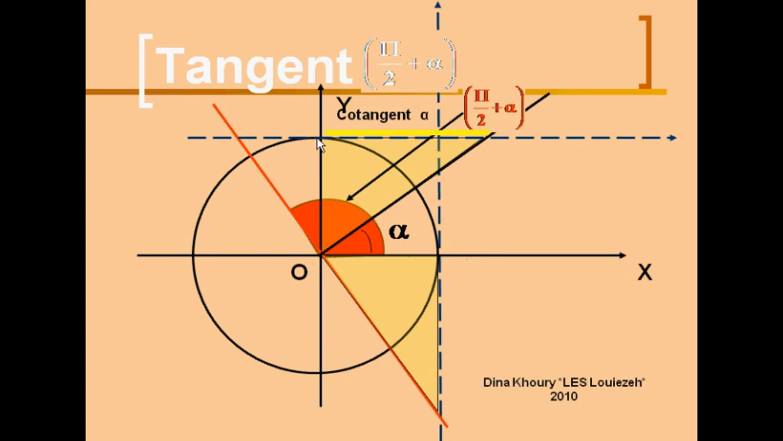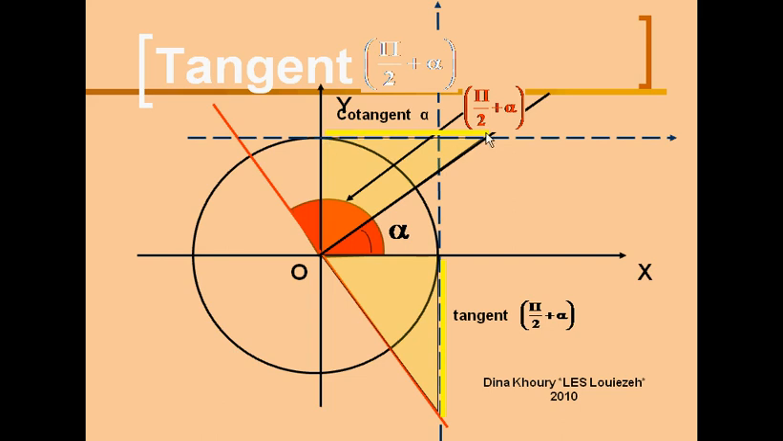Then, if this is the segment representing cotangent angle alpha, and this is the segment representing tangent pi over 2 plus alpha, the relationship between these two, since they are equal, is going to be tangent pi over 2 plus alpha is equal to minus cotangent alpha.